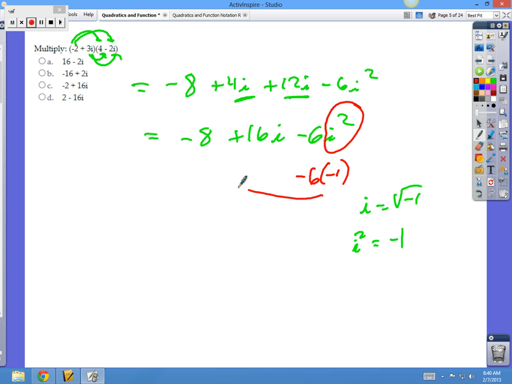And then you're going to combine these two, a negative 8 and a positive 6. You should have a negative 2 and a 16i. So, which one is that? C?